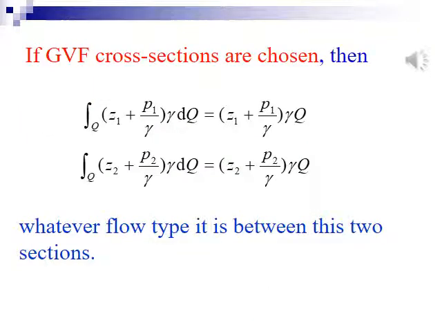So, if GVF sections are chosen for our equation, then the piezometric head integral can become simple, as shown on the page. We don't care about the flow type in between. Pay attention that calculations of piezometric head are still for points. Just the values of each point on the same GVF section are equal.